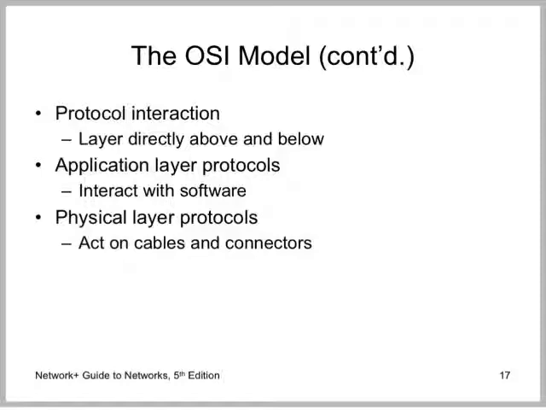So the OSI model, the first is the protocol interaction, which is a layer directly above and below. Then you go into the application layer, which interacts with software. Then the physical layer, which acts on the actual cables connected to your NIC card, and the protocols that are connected there.